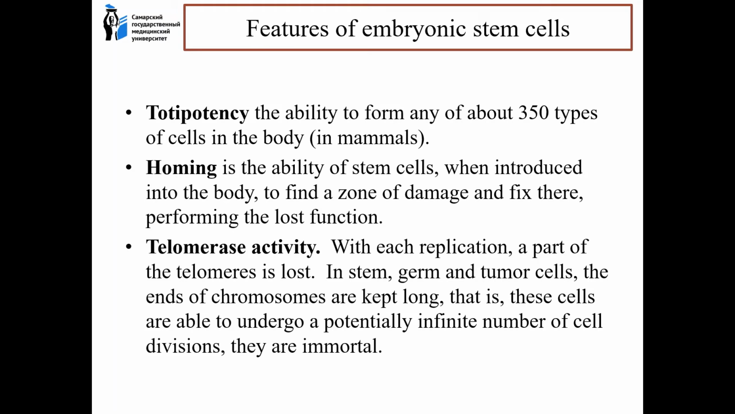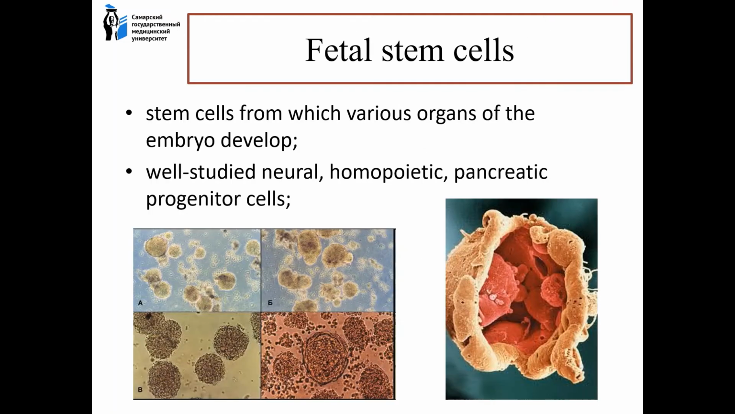The next type of stem cells are fetal stem cells. Fetal stem cells are stem cells from which various organs of the embryo develop. Nowadays, neural, hematopoietic, pancreatic, and progenitor cells are well studied.